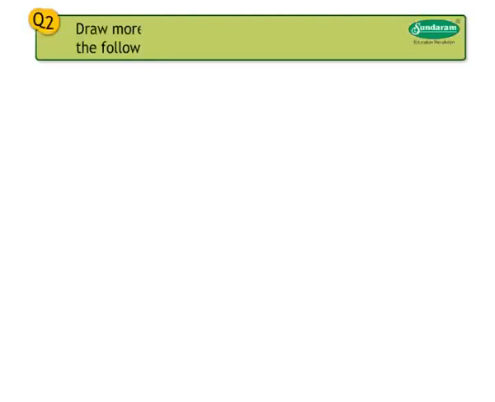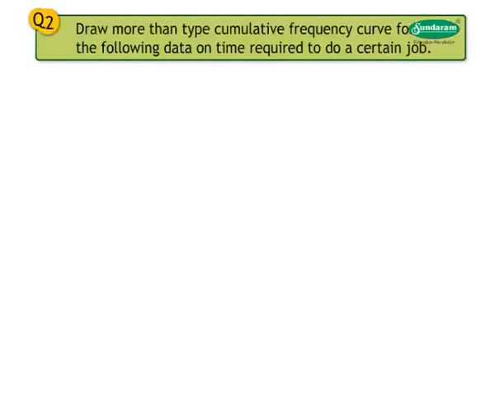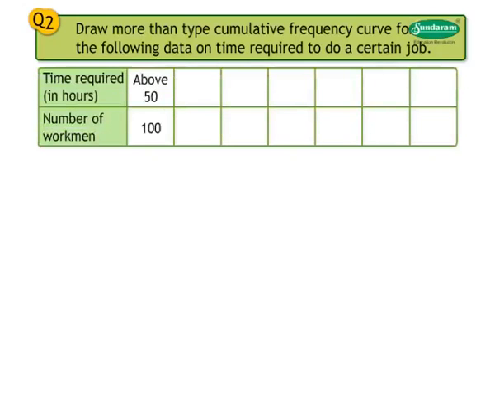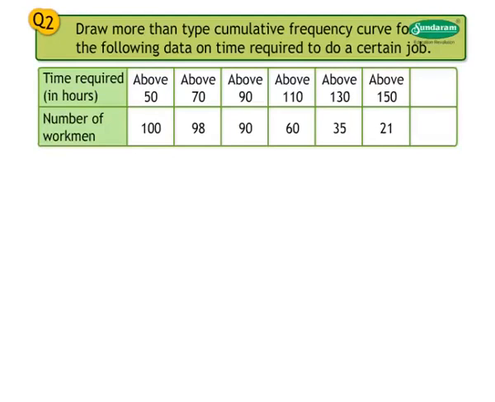Number 2. Draw more than type cumulative frequency curve for the following data on time required to do a certain job. To do a certain job, 100 workmen require about 50 hours. 98 workmen require about 70 hours. 90 workmen require about 90 hours. 60 workmen require about 110 hours. 35 workmen require about 130 hours. 21 workmen require about 150 hours and 2 workmen require about 170 hours.